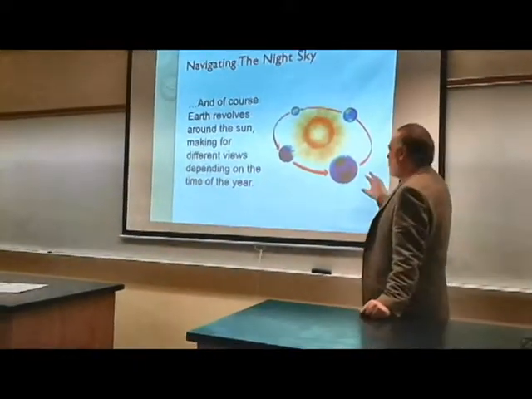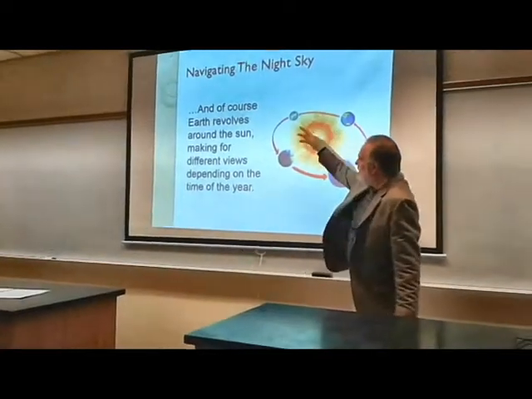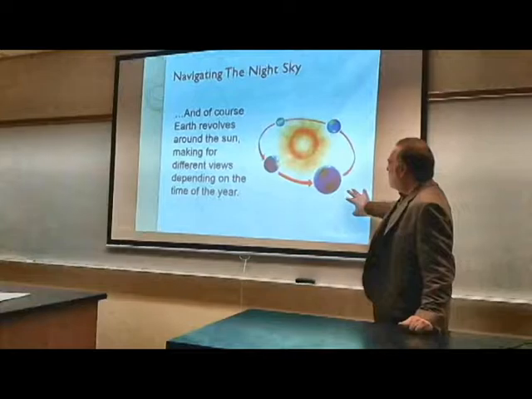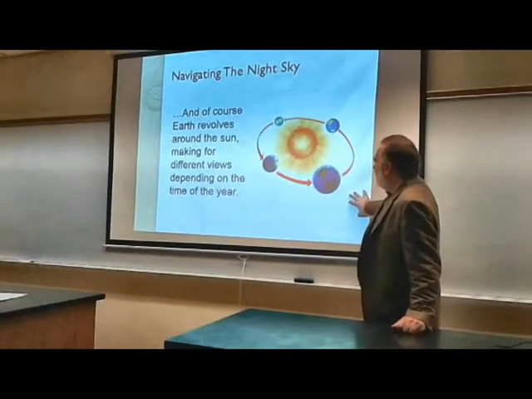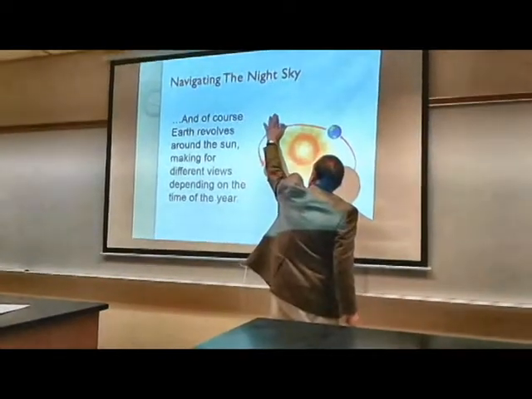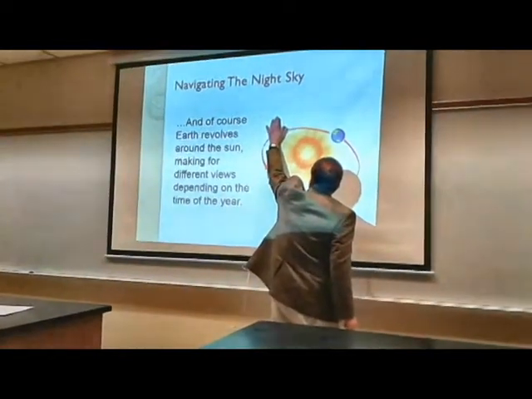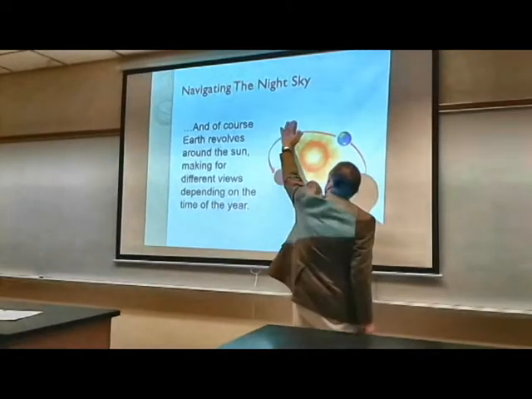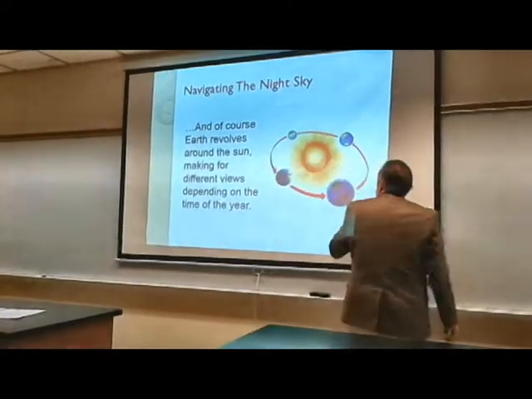Well, of course, also, we're revolving around the sun. And so we'll see different stars here that we would not normally see if we were here in, let's say, this is August and this is January. We'd see different stars here than we would here.